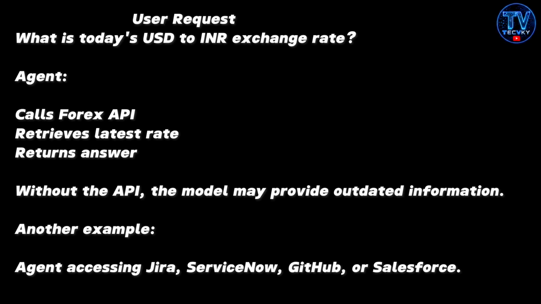So let's see one example. User requests: what is today's USD to INR exchange rate? Agent calls a forex API, retrieves the latest rate, returns the answer. Without the API, the model may provide outdated information. Okay, if we are going to use any API or connect with any external systems, then we are using a tool. Another example is an agent accessing Jira, ServiceNow, GitHub, or Salesforce. These are all connected using tools.